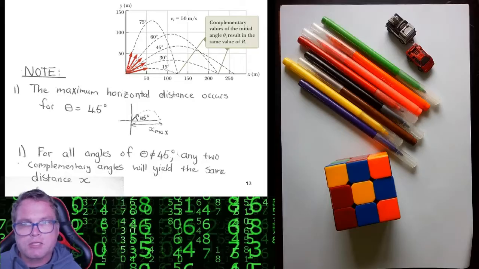For example, let's look at 75. 75 will land over here. If we look at 15, it lands at the same place, and we notice that 75 plus 15 is 90. Similarly, 60 degrees will land over here, and 30 degrees also lands at the same point. Of course, 45 degrees plus 45 degrees is 90 degrees, and 45 gives the furthest.